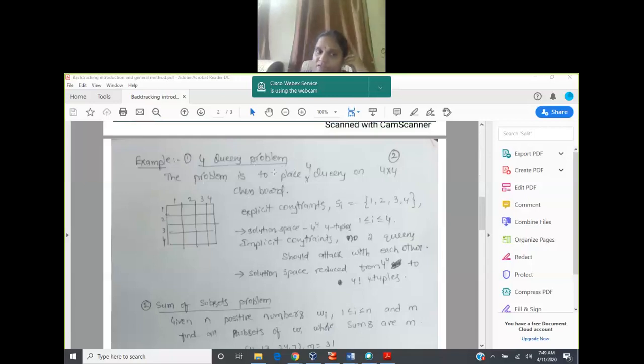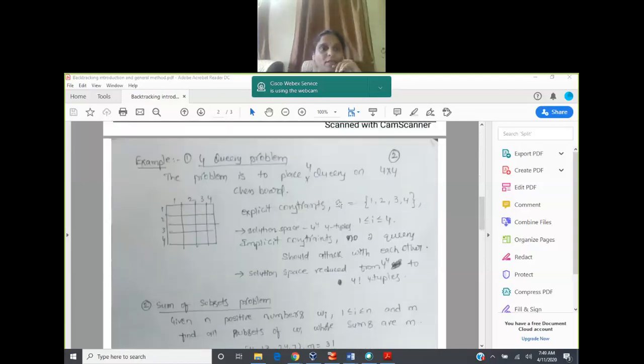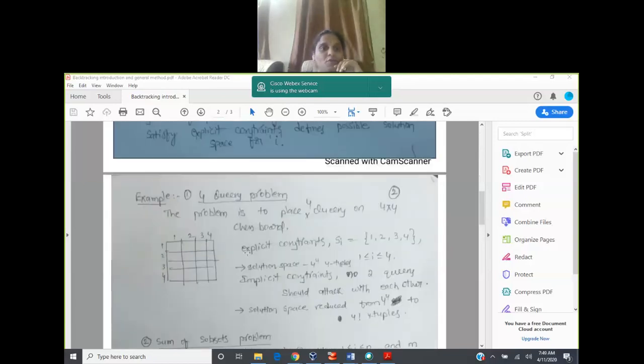And one more application for backtracking is the sum of subsets problem. So see the problem here. The 4 queens problem is that you have to place 4 queens on a 4 by 4 chessboard. That is the problem: placing 4 queens on the 4 by 4 chessboard.